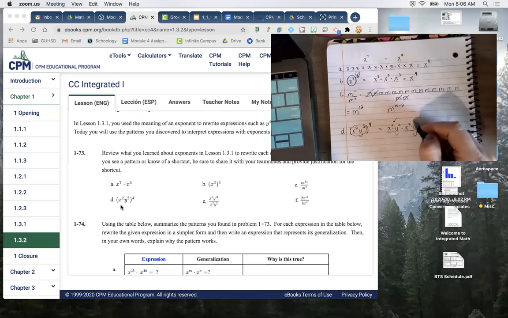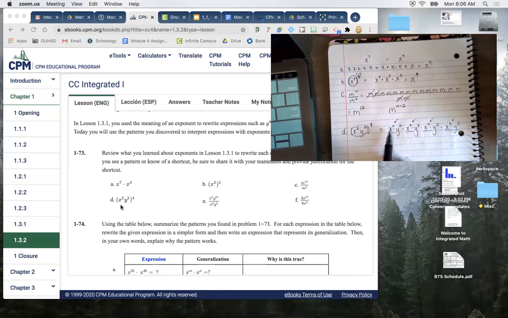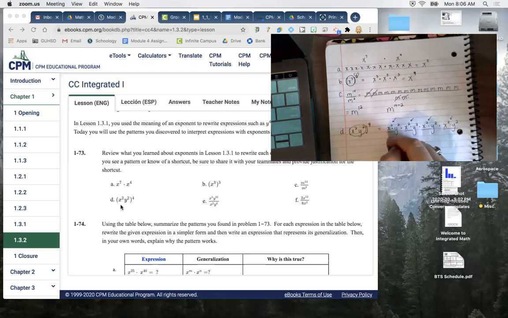Remember, now I'm just multiplying my x's. So it's almost like a combining like terms thing. But how many x's do I have? Well, here I have 2 of them. Here I have 2 more. Here I have 2 more. Here I have 2 more. I have x to the 2, 4, 6, 8 power. X to the 8 power.